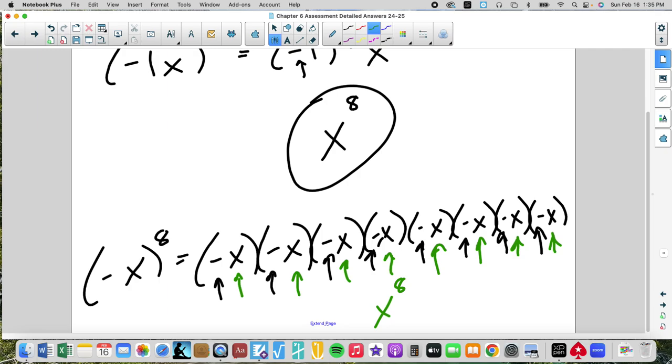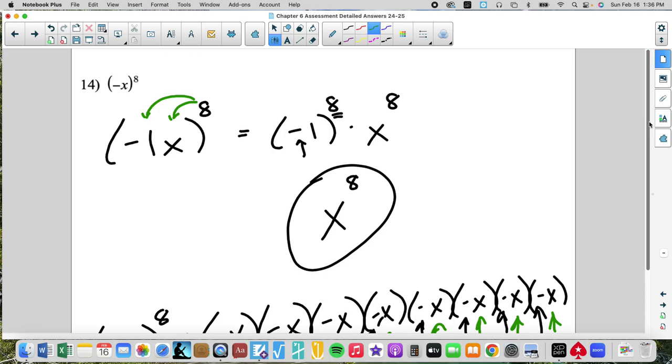Because what if I give you to the 10th or to the 20th? That's just a waste of time. It's not efficient enough. There are shortcuts. That's what we were learning. Properties of exponents. When you multiply like bases, when you divide like bases, and when you have a power of a power. That is what we're doing here.